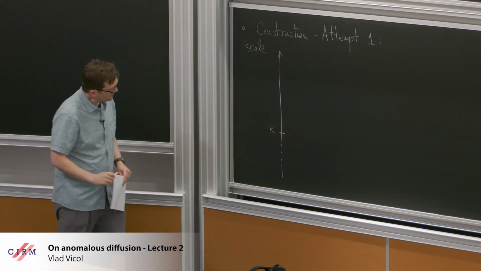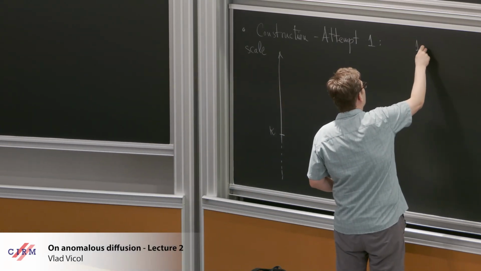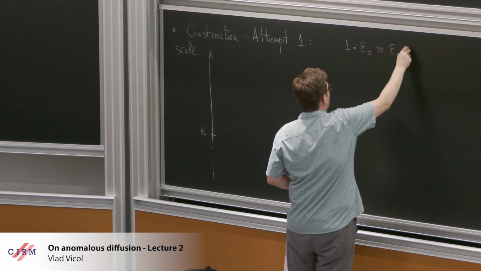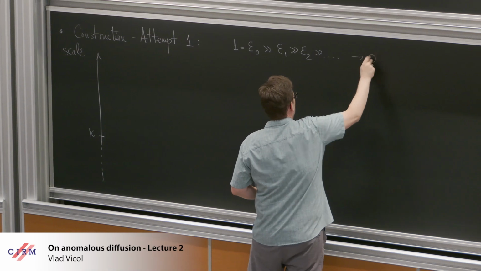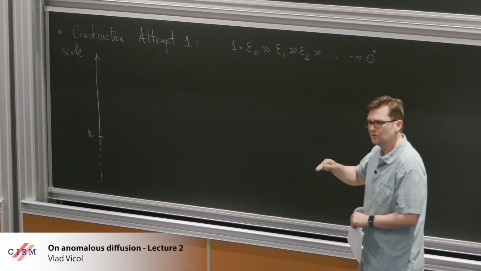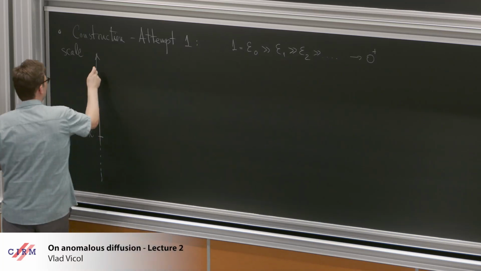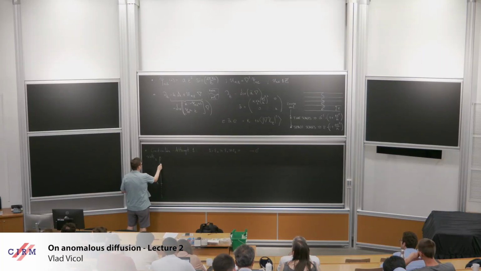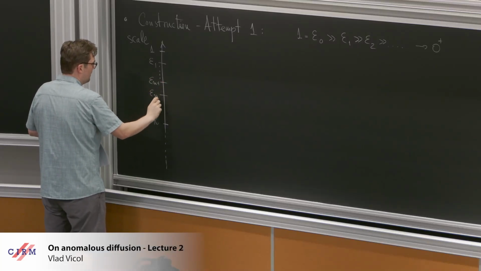Kappa. And if you now imagine that you have a sequence of numbers that go to 0, these are length scales. So let's put them on this axis. This is the size of the box, 1. The next smallest length scale is epsilon 1, epsilon m minus 1, epsilon m.